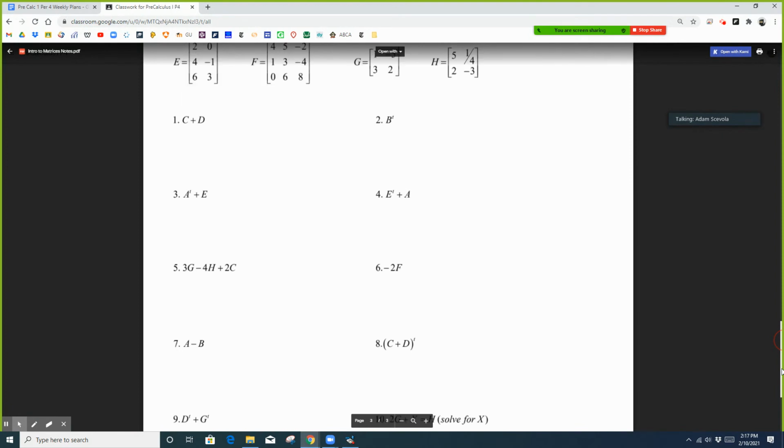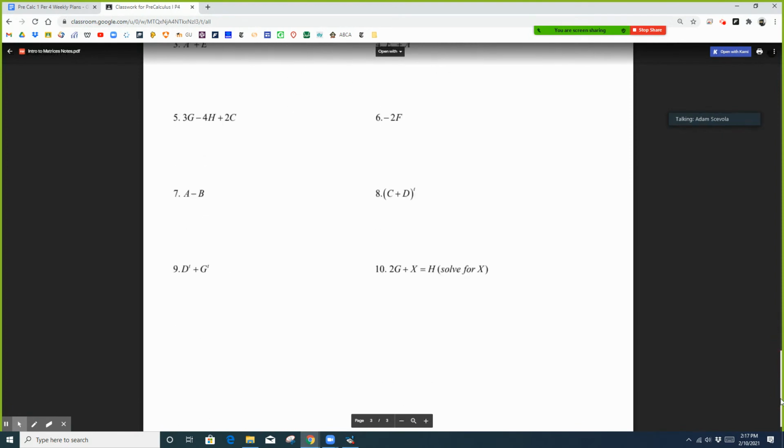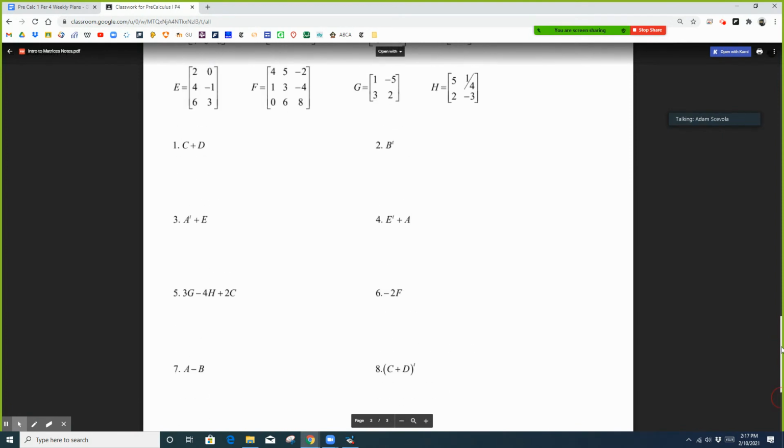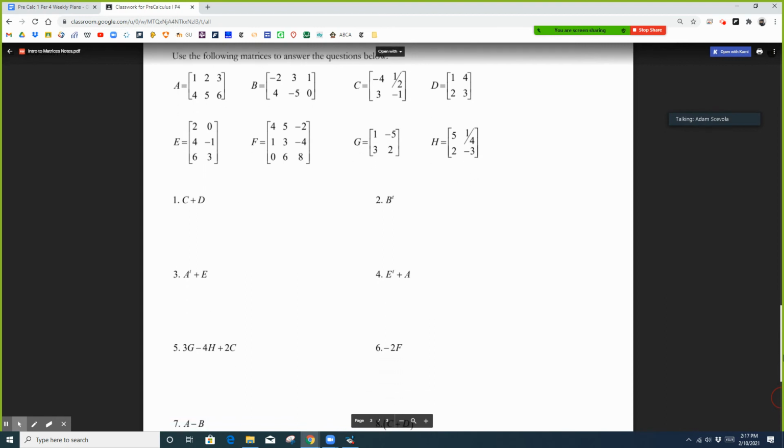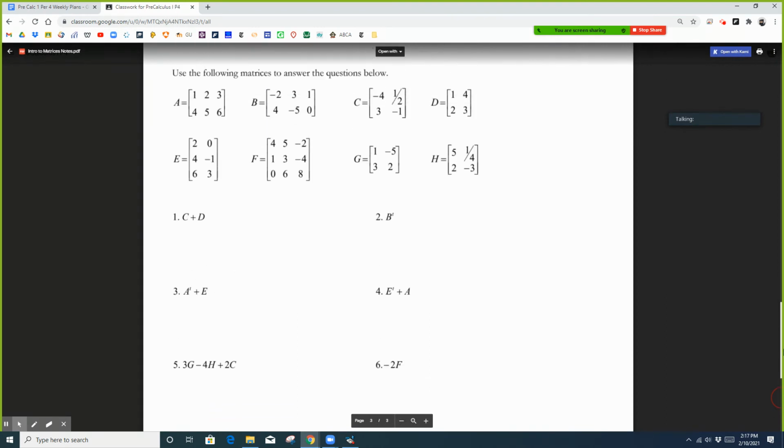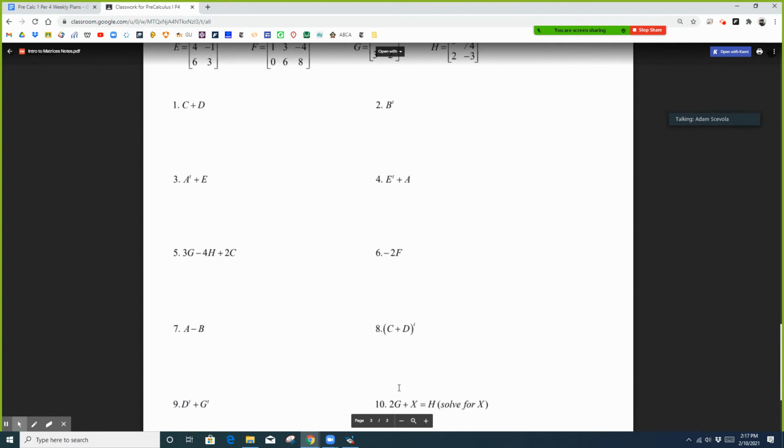All right, for 6, that's scalar multiplication. For 7, you're just subtracting them. For 8, notice the parentheses. The order of operations still applies. You would do C and D first, add them together, and then transpose that. Whereas in 9, you would transpose D and transpose G first and then add them. So pay attention to the parentheses, the order matters.